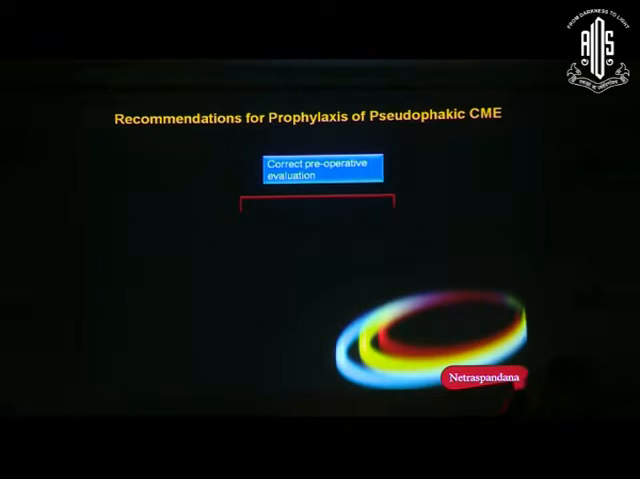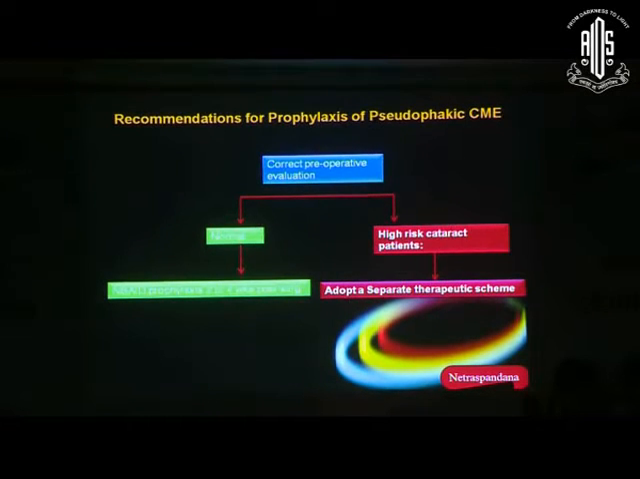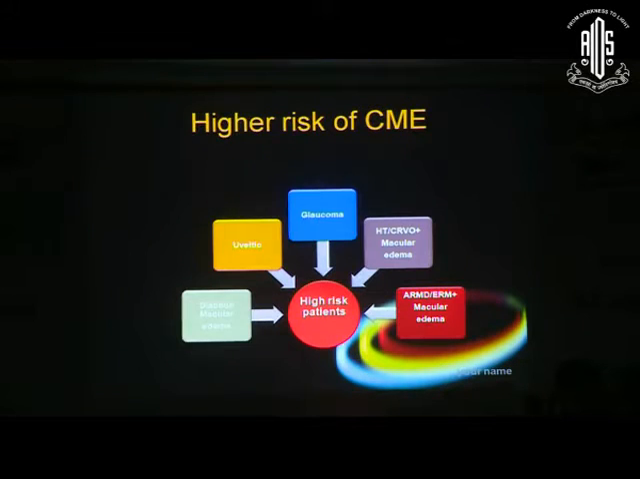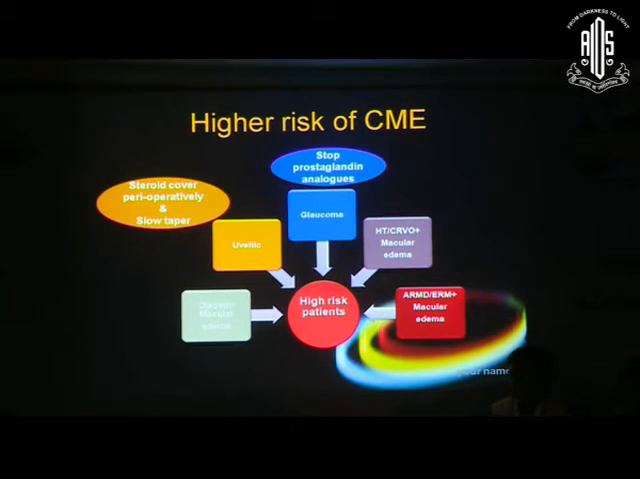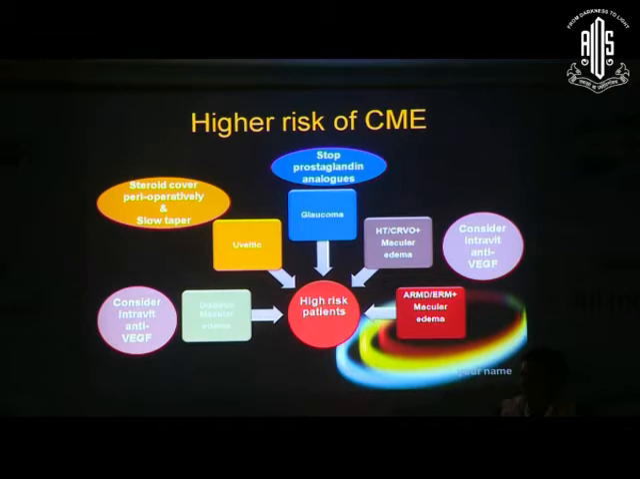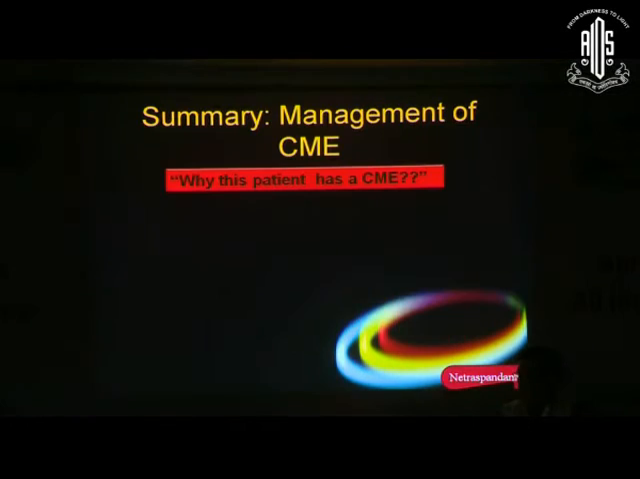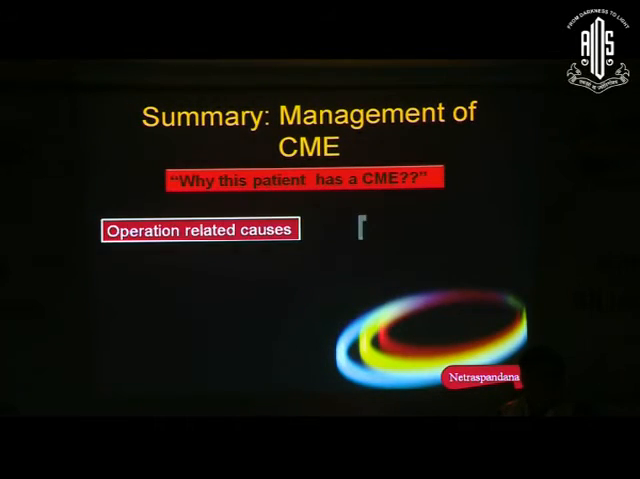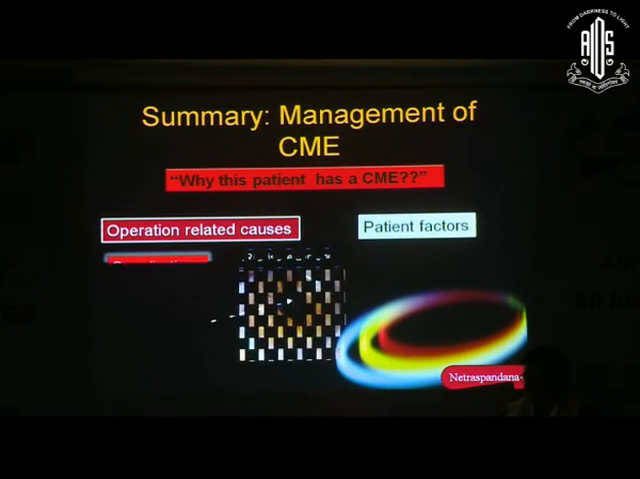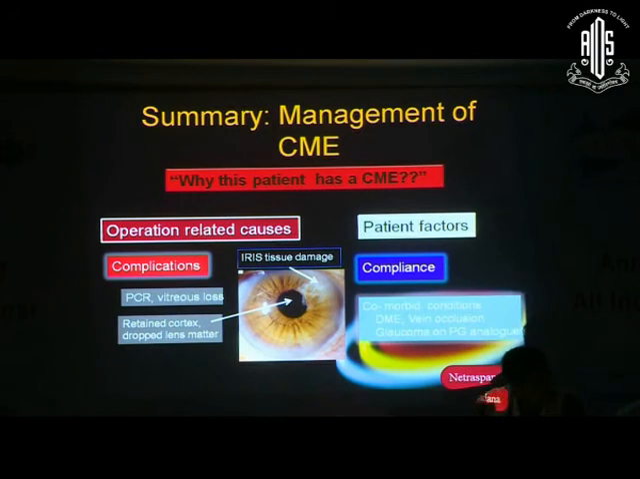So as far as prophylaxis is concerned, you divide the patients into normal and high-risk cataract patients and adopt a separate therapeutic scheme. If you have patients with the following causes, make sure you stop prostaglandin analogs in patients with glaucoma. If the patient has uveitic cataract, then have a perioperative steroid cover with a slow taper. And for patients with diabetic macular edema or vein occlusions, consider anti-VEGF. So, summary: answer this question, why does this patient have CME? That will lead to the answer, and you have to treat them. And follow a step-ladder pattern of treatment in these patients.